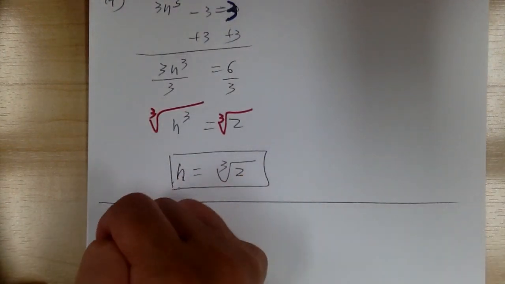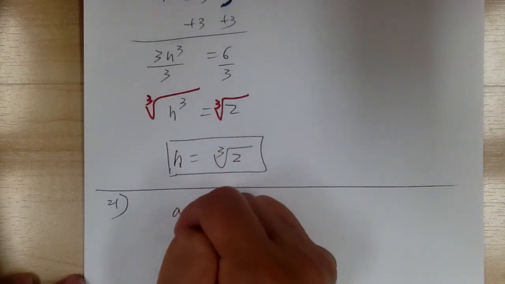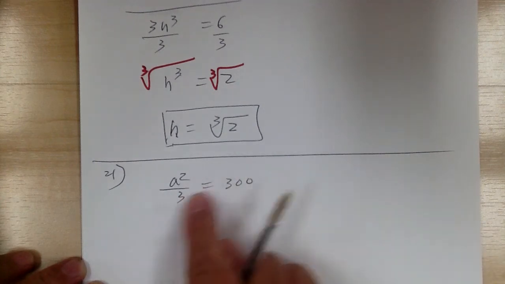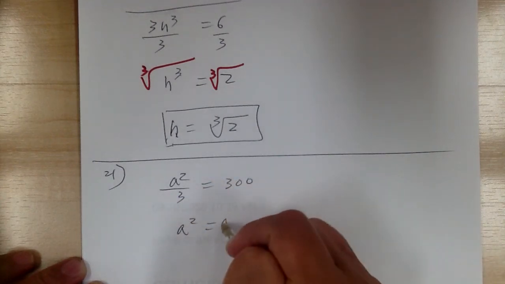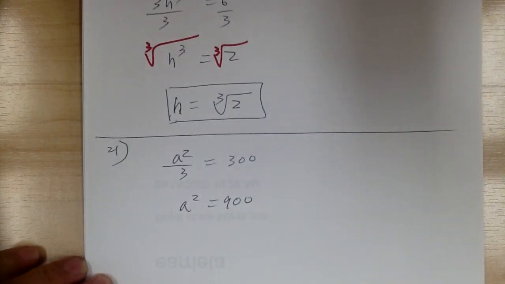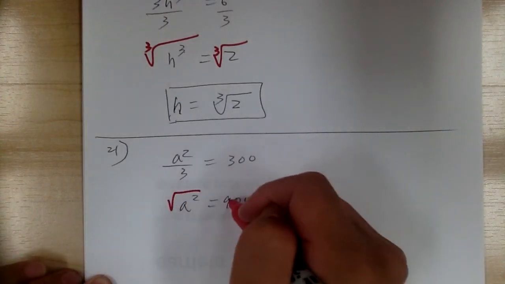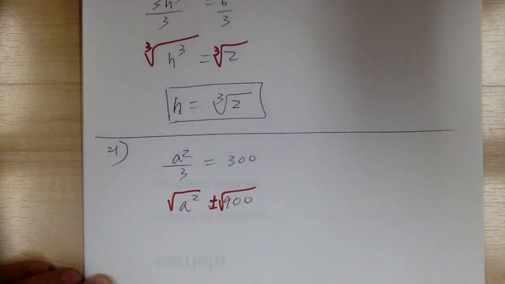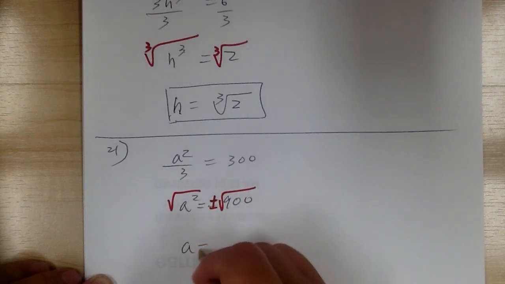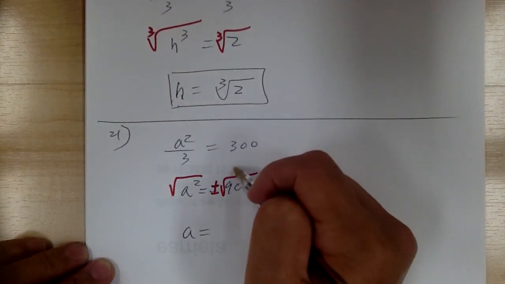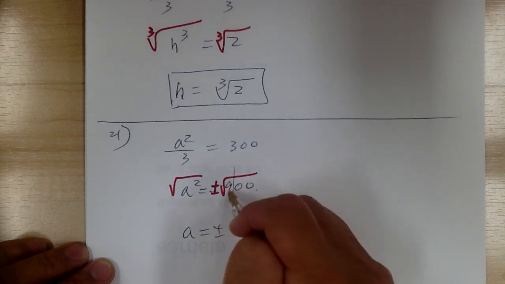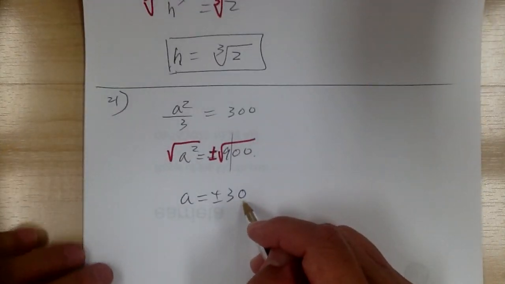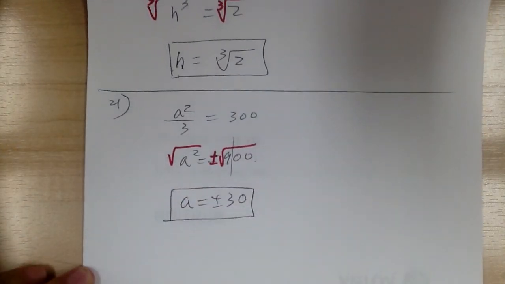Okay, let's go to 21. You have a squared over 3 equal to 300. To get rid of the fraction, multiply by 3. So a squared equals 900. After that, take the square root. And again, when you take the square root, you have to have a plus or minus. So a equals, again, to simplify this, you start here and chop it into every 2 digits. Square root of 9 is 3, and square root of 0 is 0. Therefore, your answer will be plus or minus 30. And that's it for number 21.